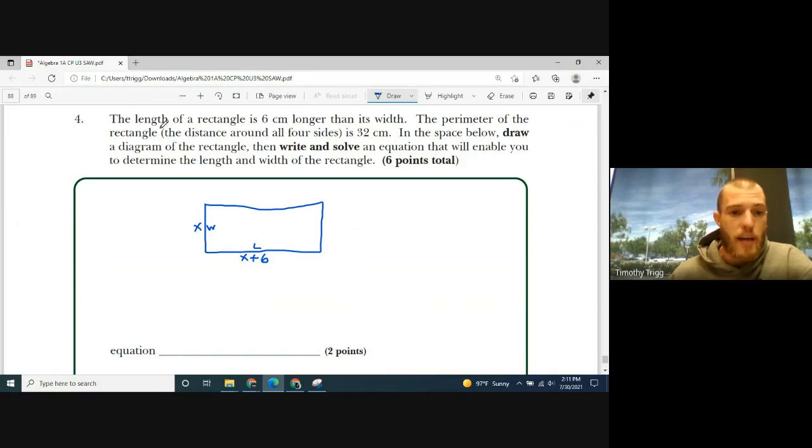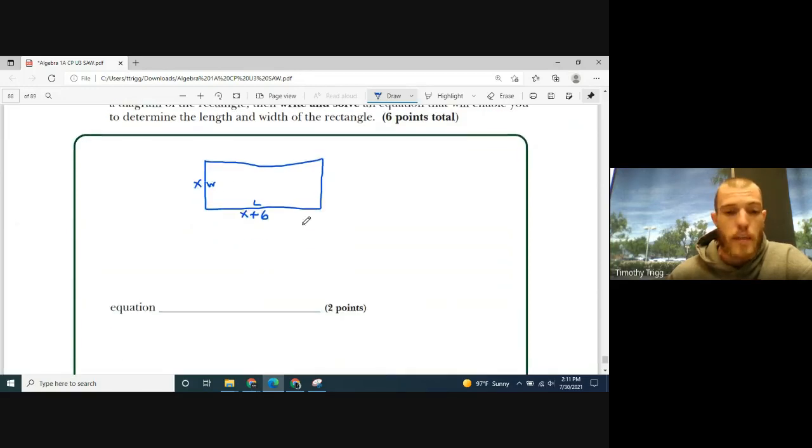The perimeter of the rectangle, the distance all around 4 sides, is 32. So if I go around the entire outside of the rectangle, that gives you a perimeter of 32. So what would that equation look like? Well, if I walked around this entire rectangle, you'd have to walk the width, then the length, then the width again, then the length again. Then you've gone around, right? So the top length is the same as the bottom length though, right? So this would be x plus 6 here as well, and then x over here. These are the same.